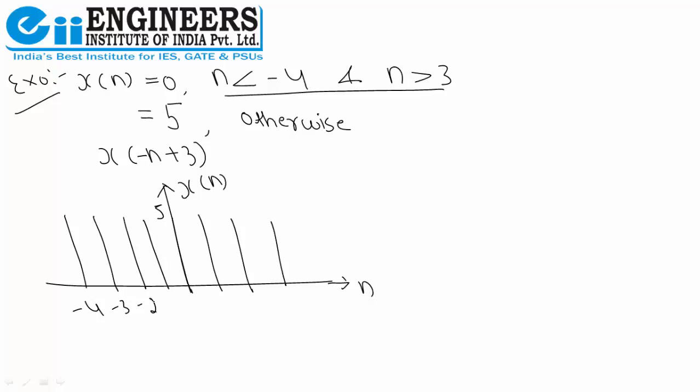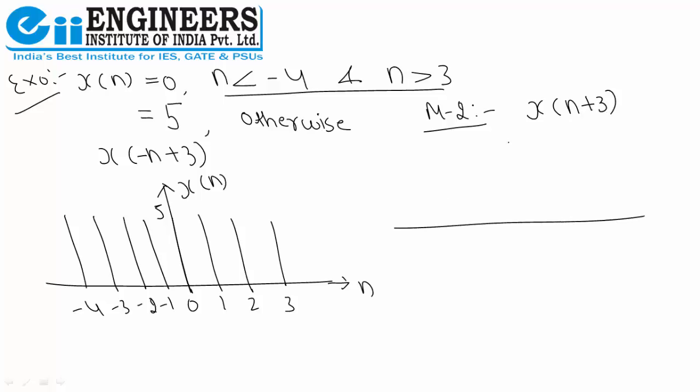Now we need to calculate x[-n+3]. If you draw x[-n+3], then we can easily say the range of n for which x[-n+3] is 0. So what is the method of drawing x[-n+3]? We know the method, method number 2. First, forget anything which is with n. With n we have a minus sign, so we forget the minus sign. We draw x[n+3]. So first we draw x[n+3].